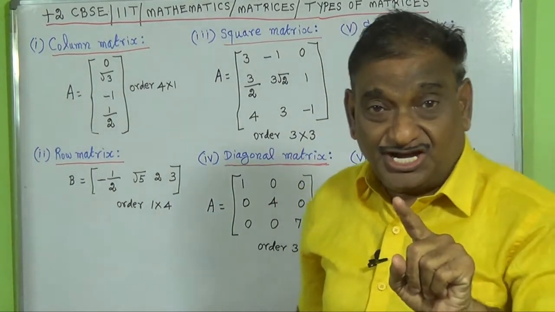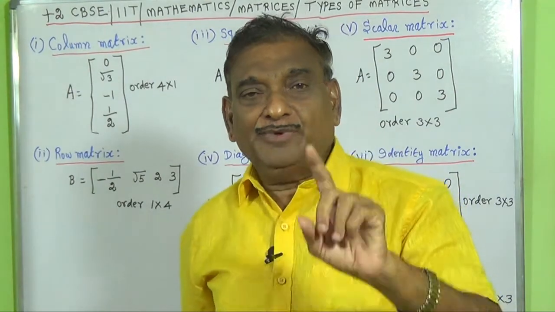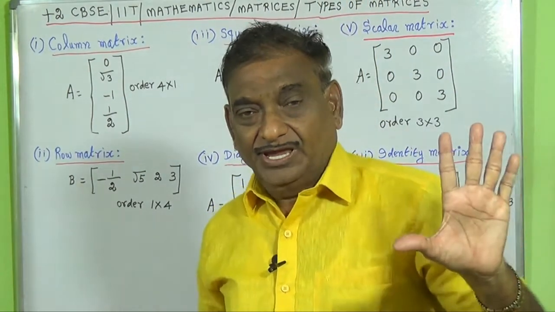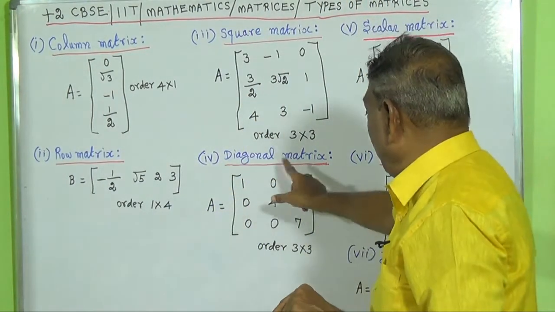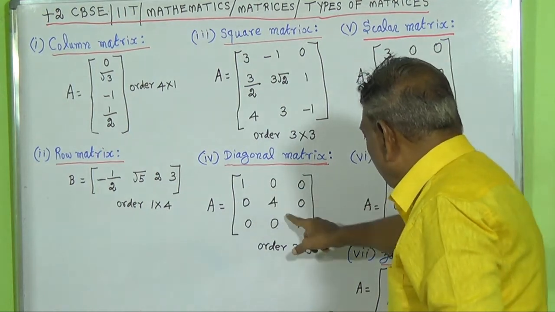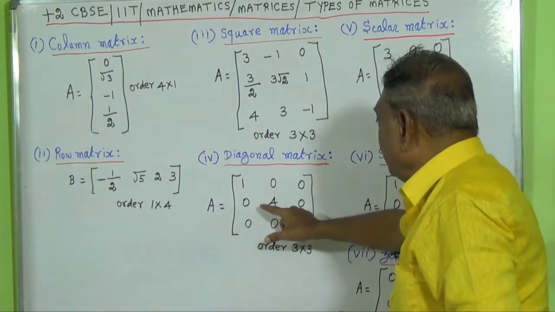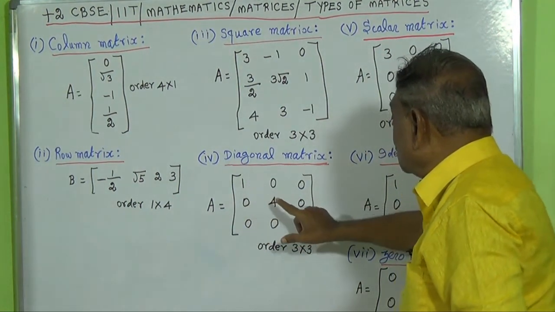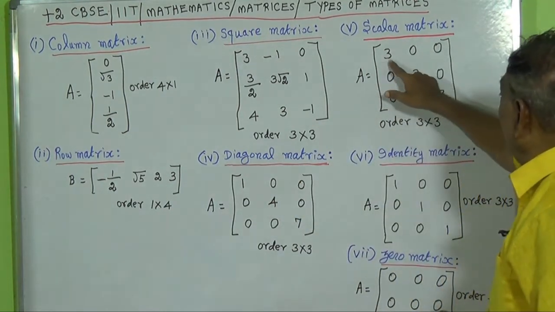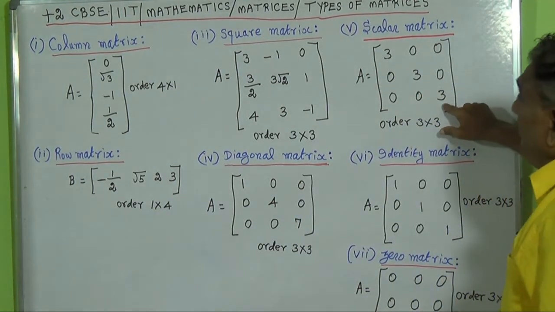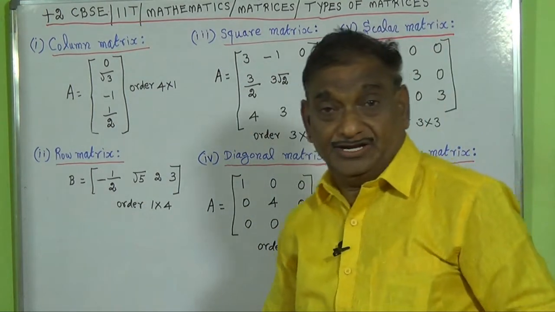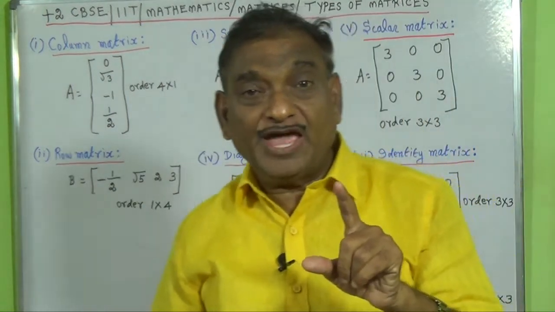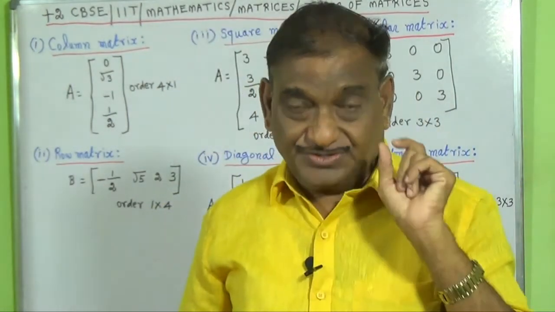The third condition is the diagonal elements should be the same. In the case of diagonal matrix, the diagonal elements need not be same. The elements are 1, 4, 7. Here the diagonal elements are same. So this is the third condition in order to say the scalar matrix.